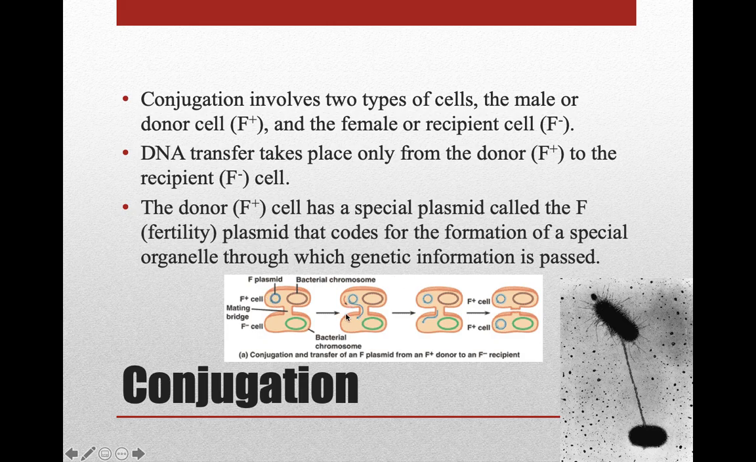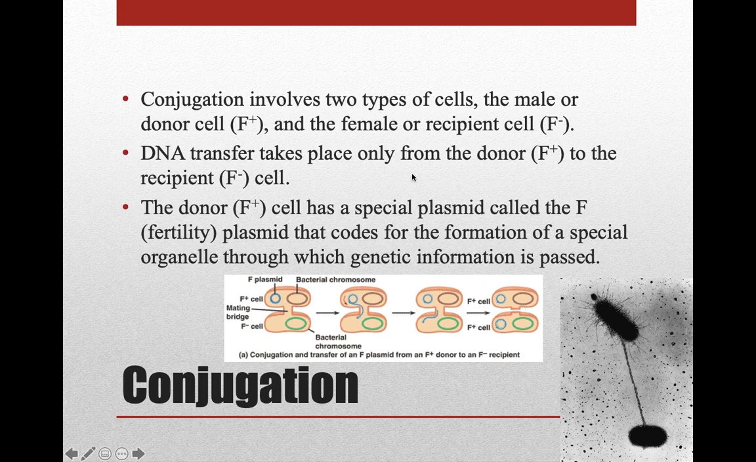What will happen is that sex pilus will make a nice little hollow straw. The F plasmid will make a copy of itself. This is called rolling circle replication. I'll post a video about that as well. And then slowly that little plasmid will replicate itself and travel across the sex pilus, and now you have two F positive cells. The sex pilus will break itself, and then the cells will go continue on doing their day business.